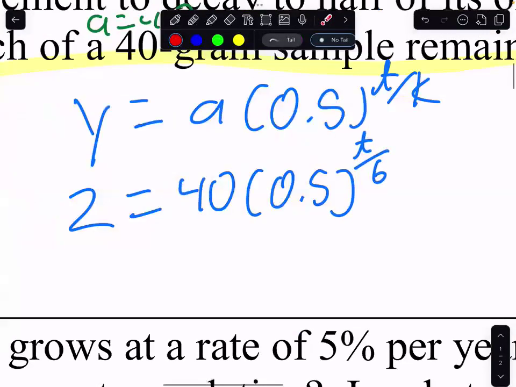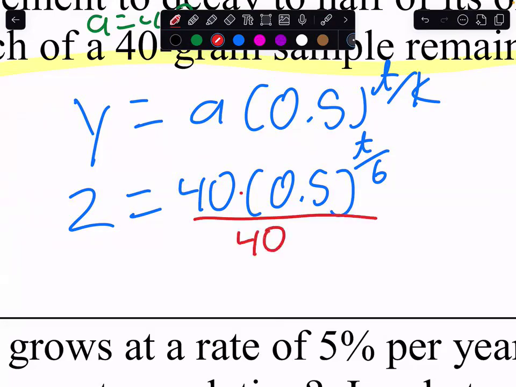Okay, so instead, to get the T by itself, let's get rid of that 40. Okay, so the 40 is currently multiplying the 0.5. So the opposite would be to divide both sides by 40.